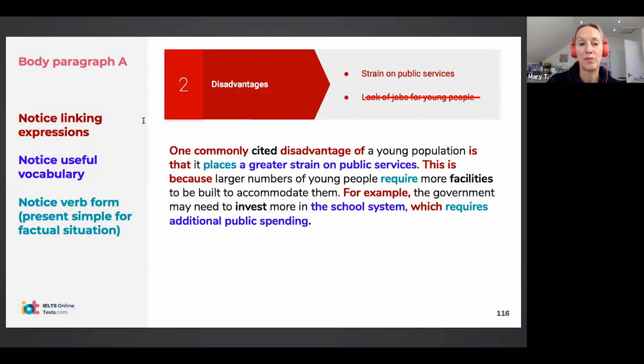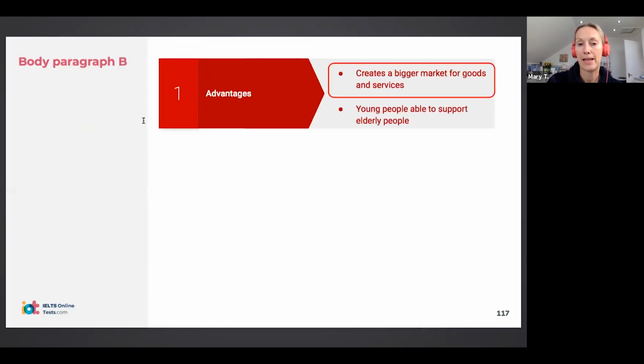And then the verb forms used. So it's very simple, just the present simple for factual situations. Okay, so now looking at the first advantage.